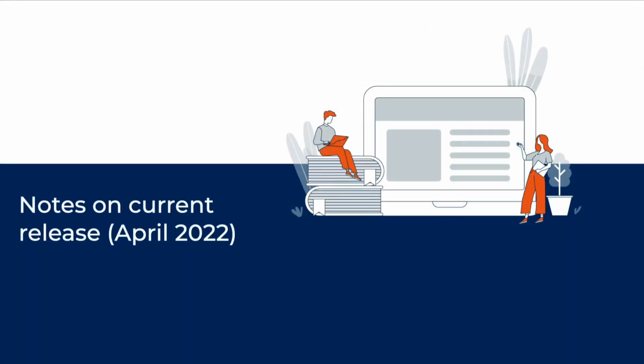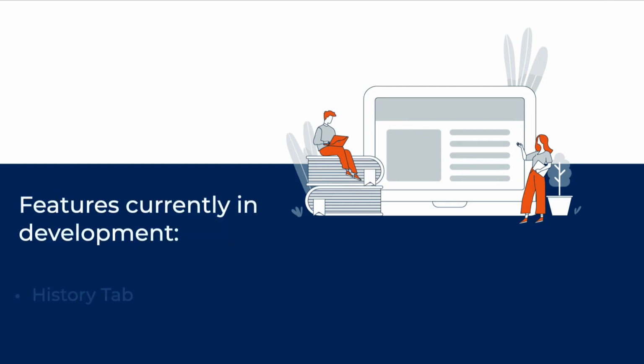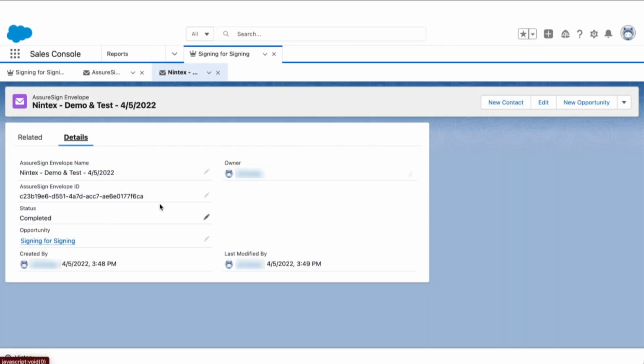A few notes on the current release, April 2022. The following features are currently not available but development is in progress: the History tab and In-Person Signing. In this video, we reviewed the updated delivery option setup process with Nintex AssureSign and Salesforce, which is now a more simplified and streamlined integration.